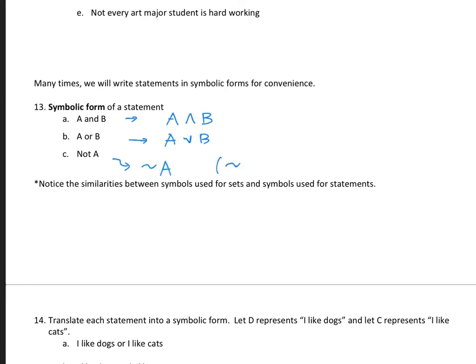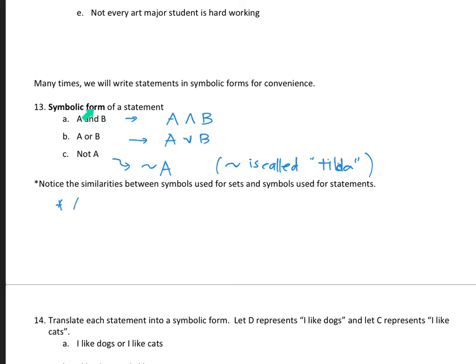This squiggly line is called tilde. I don't know why it's called tilde, but it's called tilde. And so not A. Sometimes I'm going to read it literally as not A, but tilde A is not A, right?